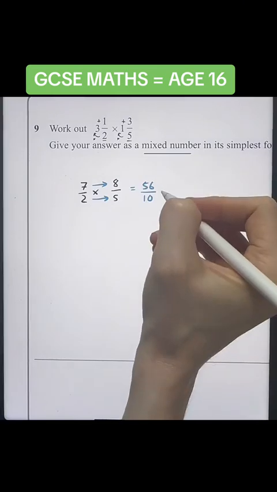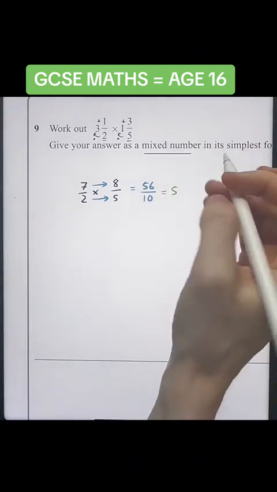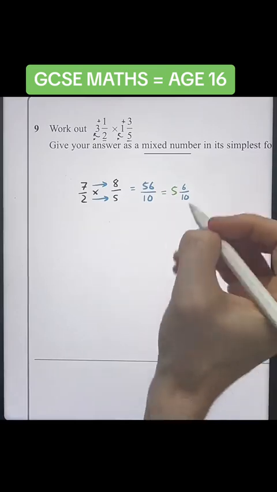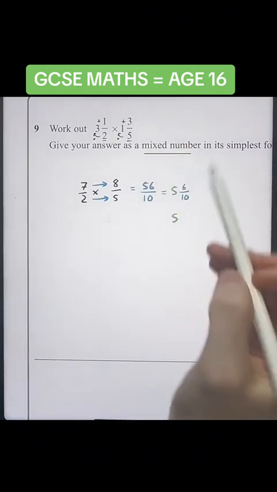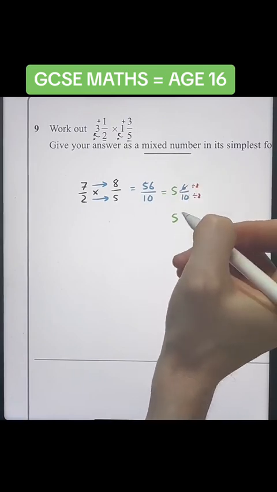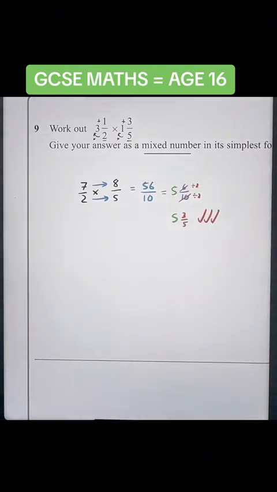We know 10 divides into 56 5 whole times, as 10 times 5 is 50. As we have 56, the remainder is 6, and the remainder is always over the same denominator, so in this case 6 over 10. Leaving the whole number alone, in this case 5, we can simplify our fraction apart, as we can see both top and bottom are divisible by 2. So dividing top and bottom by 2, on the top 6 divided by 2 gives us 3, and on the bottom 10 divided by 2 gives us 5. Hence my final answer for 3 marks is 5 3/5.